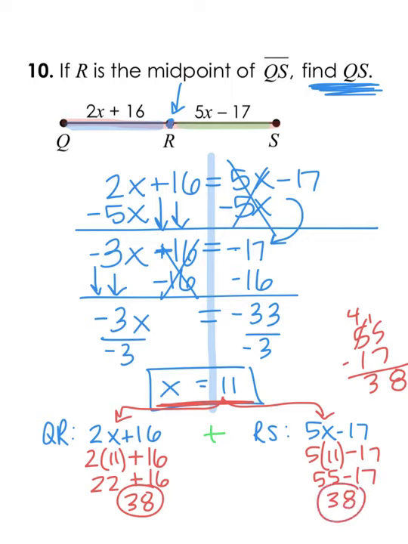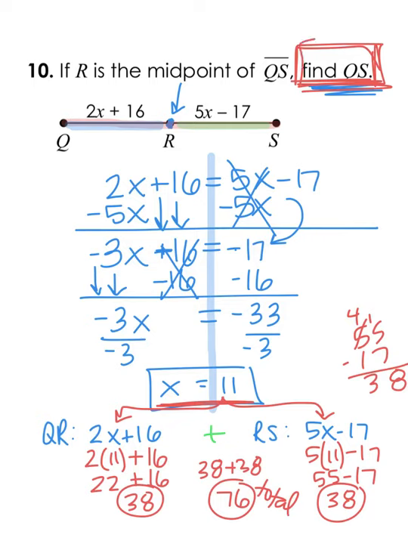Okay, so the right expression equals 38. And again, if we just add them together, you know that each side equals 38 because remember, they should equal the same. So that's 76 for the total line segment, which the question asked to find QS, which is the whole thing. So we just added 38, which was this side, and 38, which was this side, and added them together.